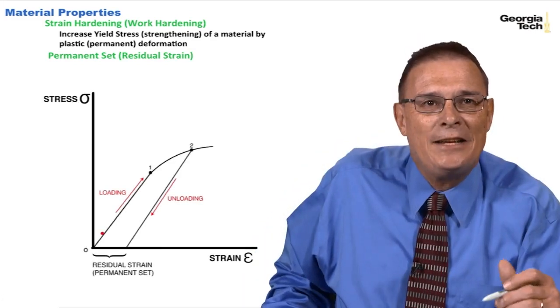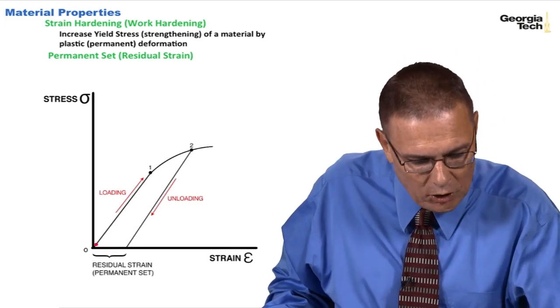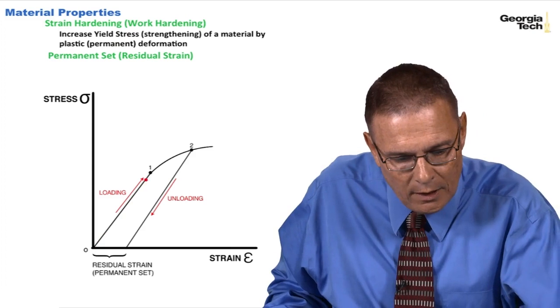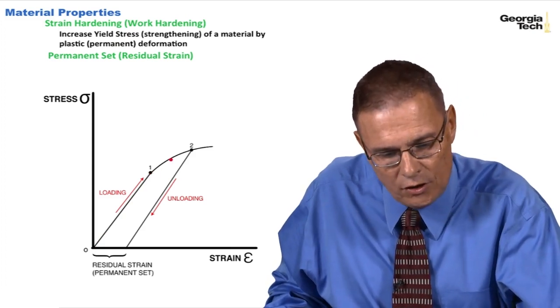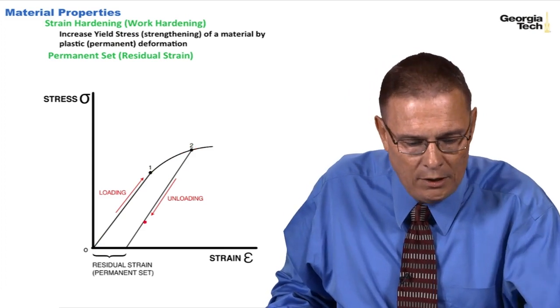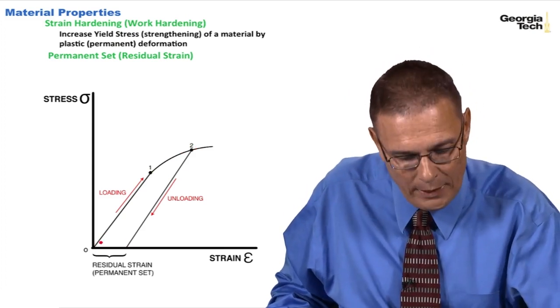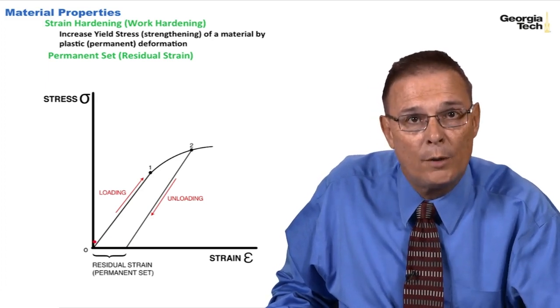So here's a graph of the concepts of strain hardening and permanent set. So we have a material, we can load it up to point 1 here where it starts to yield, and let's go up to some point 2 here where we'll unload it, and we've had some plastic deformation, so we have some residual strain or permanent set.